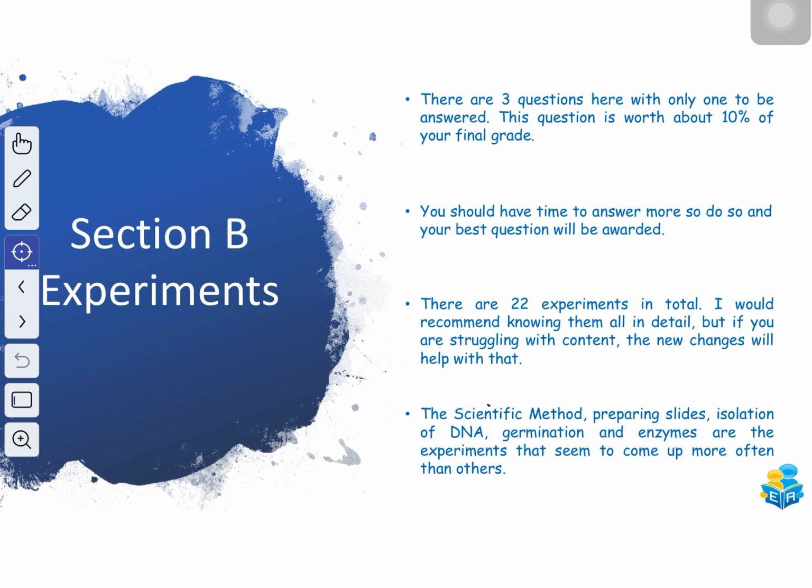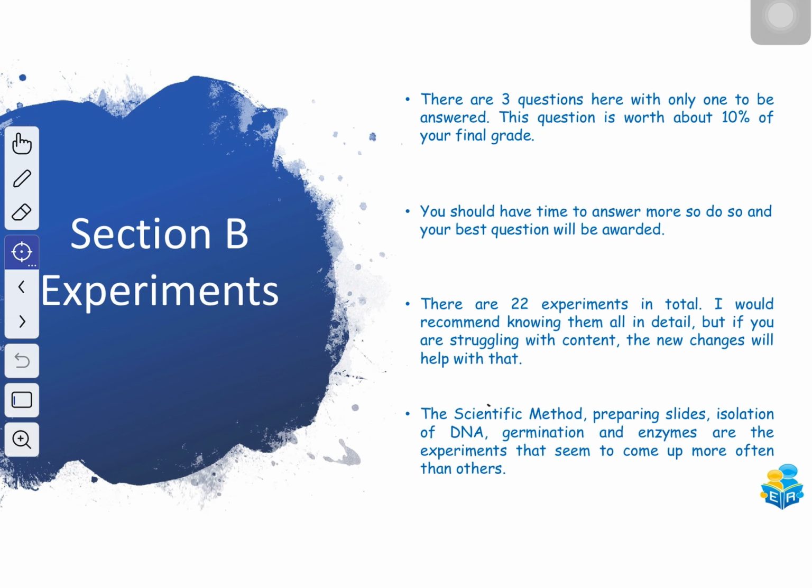Now, the Section B experiments, there's 3 questions here. You only have to answer 1 of them and it will be worth 10% of your final grade. You should have time because you still have 3 hours to do the full paper. You should have time to do more, so I would answer more than 1 if you can, and your best question will be awarded. Now, there's 22 experiments in total.